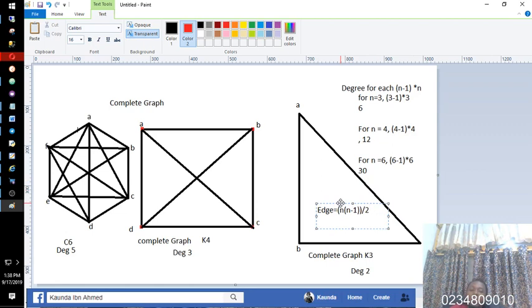So this is also the formula for getting the total degrees, the sum of the degrees of all the vertices. For a circle, it was just 2n. But for a complete graph, this is it: n into bracket n minus 1. And that is it for that type of special graph. We've done circle, we've seen complete graph, and then we've seen a wheel.